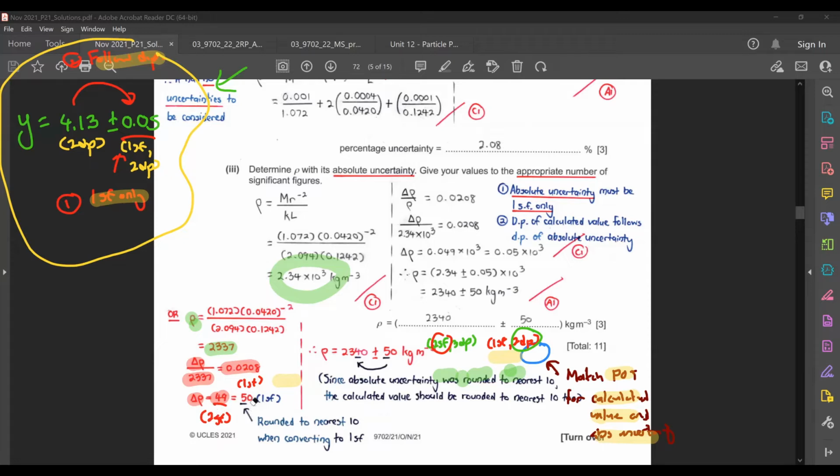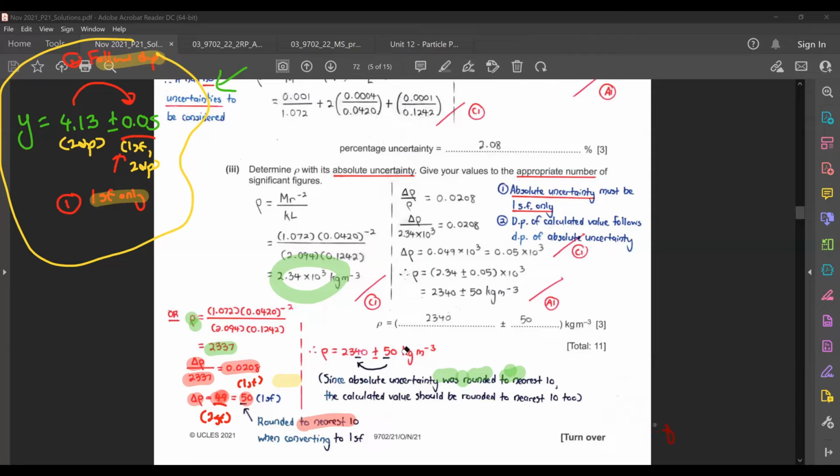49 to 50, there's no decimal place to consider. So if you don't have decimal places to consider, you consider whether you are rounding it to the nearest 1, nearest 10, nearest 100, or nearest 1,000. So in my case, rounding from 49 to 50 is actually rounding to the nearest 10.